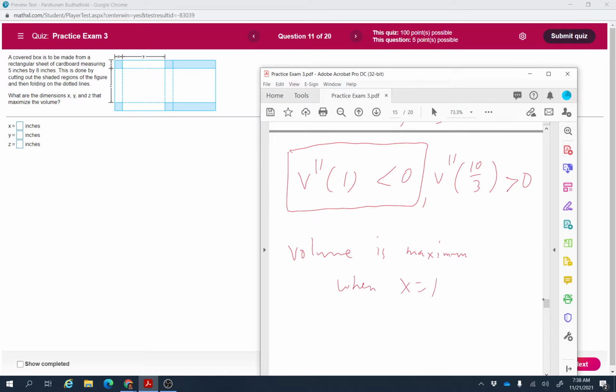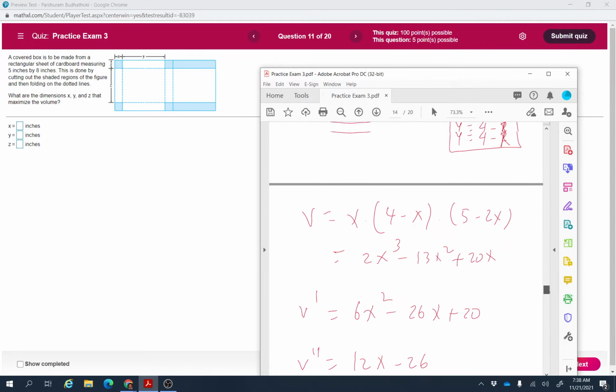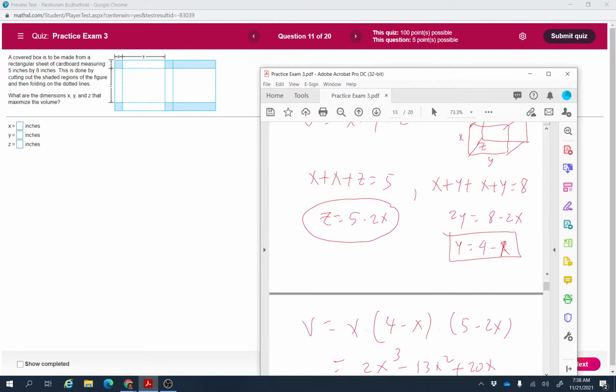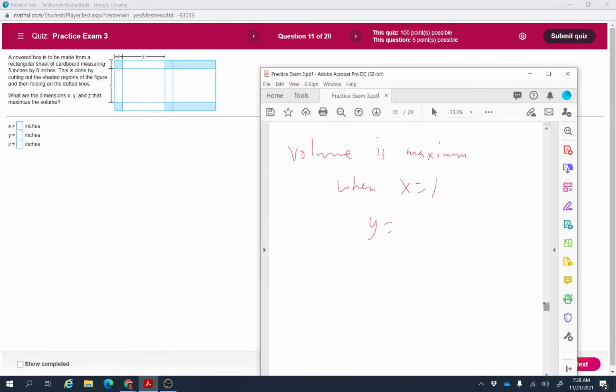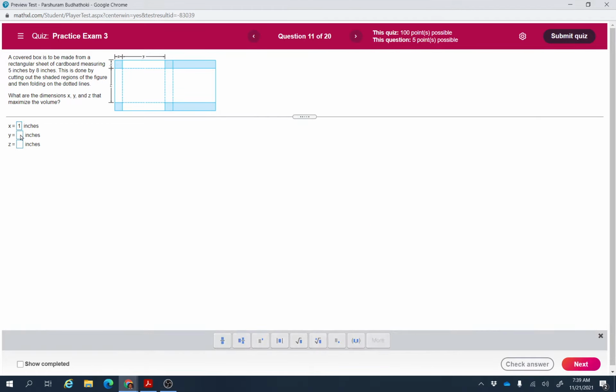So when x equals 1, what is y? Just use the relation between x and y given here. y is 4 minus x, so that should be 3. And z equals 5 minus 2x, so 5 minus 2, which is again 3. So the volume would be maximum when x is 1, y is 3, and z is 3. So 1, 3, and 3.